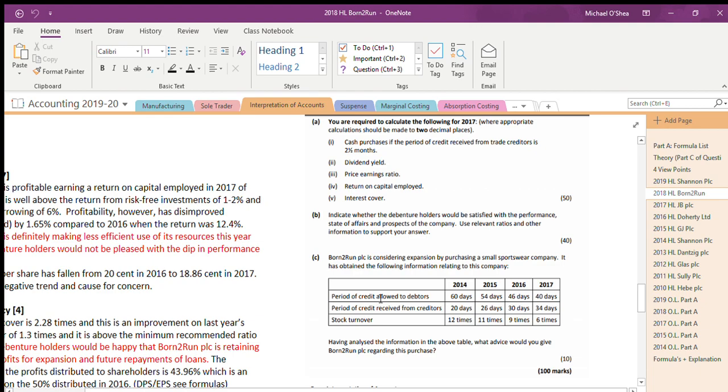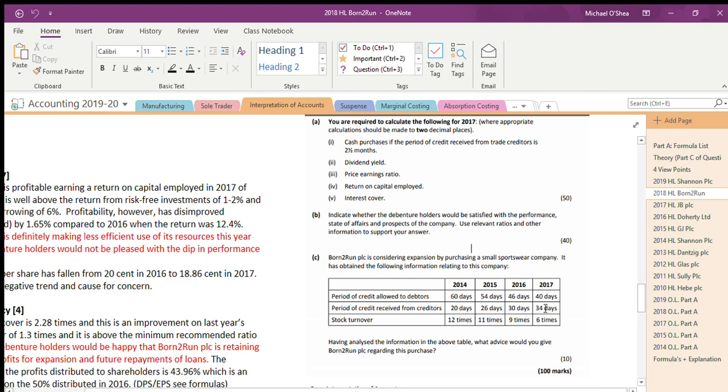We have the period of credit allowed to debtors. That is how long we are generally leaving our debtors before they pay us. How long does it take our debtors to pay us? And the period of credit received from creditors is basically how long our creditors are giving us, in days, on average before we pay back.